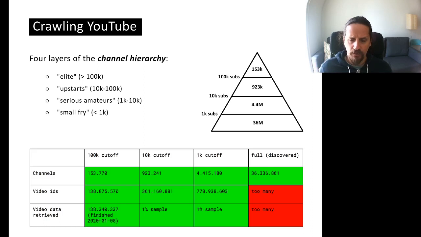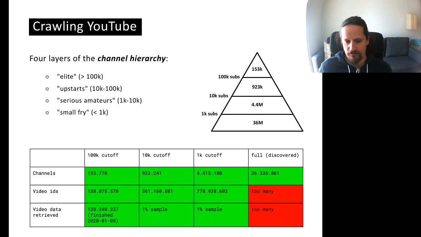923,000 channels that have more than 10,000 subscribers, right? Still very confident in that one. 4.4 million channels that have more than 1,000 subscribers, and this is actually where YouTube allows you to start monetizing. So basically, above 1,000 is like the monetizable YouTube, if you will. 4.4 million channels. So already just these numbers give us some idea how big it is.